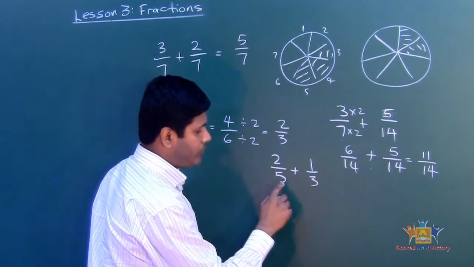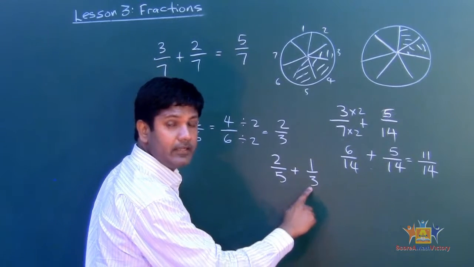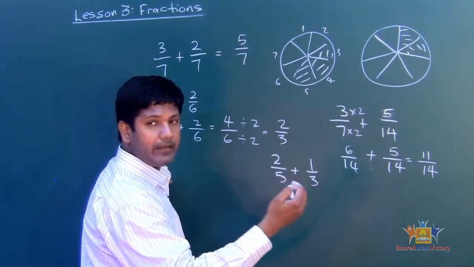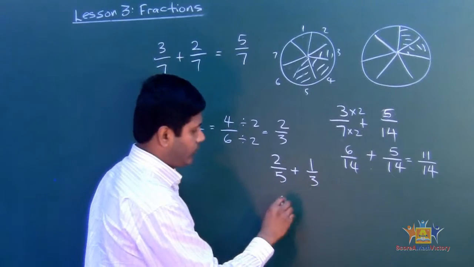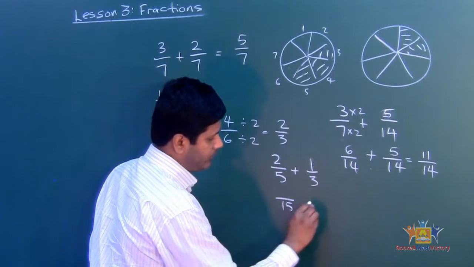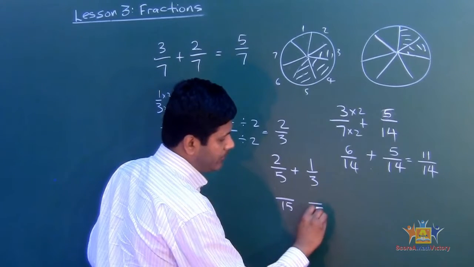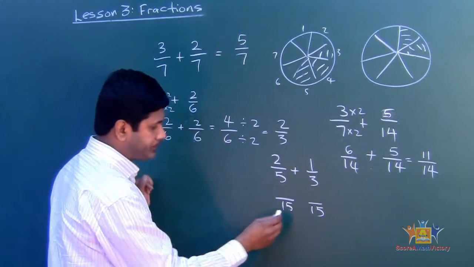15. Very good. One way of doing it, 5 times 3 is 15. And you find, is there anything less than 15 that can accommodate 5 and 3? There isn't. So 15 is the best one. 15 will be the lowest common denominator for 5 and 3.